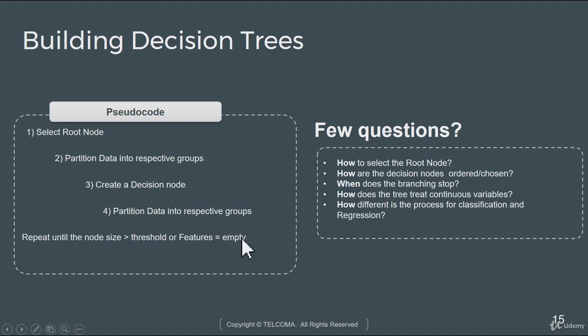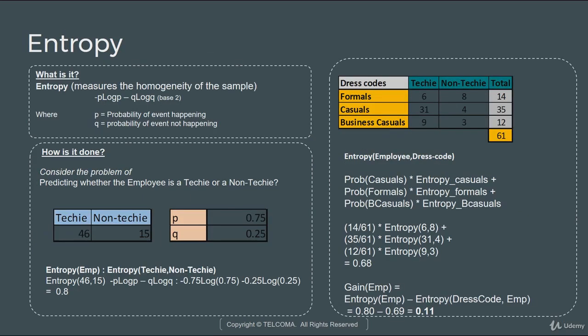Now, here are a couple of questions that you would have: how to select the root node, how are decision nodes ordered, how does branching stop, how does a continuous variable get treated, and how different is the process for classification and regression. Fair enough, quite an exhaustive set of questions which we have for decision trees.